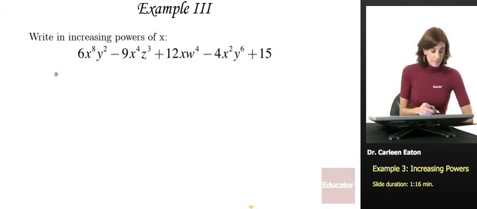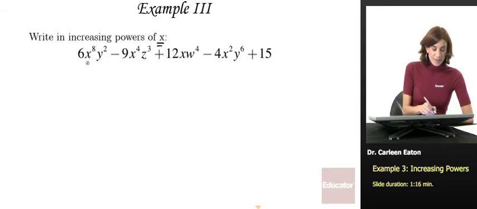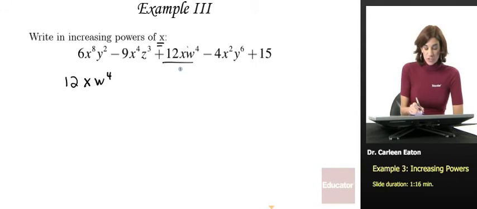Example 3, I'm asked to write in increasing powers of x this polynomial. So they tell me the variable that they want me to focus on is x, and I'm going to write in increasing powers of x. So I'm going to start with the smallest x term with the smallest exponent, and then I'm going to increase from there. So the smallest exponent I have for x is 1. So I'm going to begin with this, 12xw to the 4th. And I'm not worrying about these other variables. I'm just focusing on x when I put them in order.